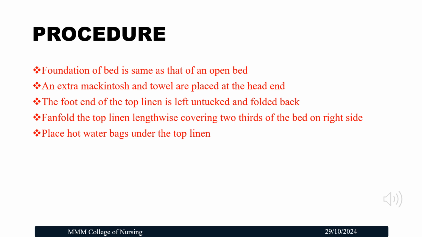The pre-procedural steps in a post-operative bed are: prepare the bed as for an open bed. An extra Macintosh and towel are placed at the head end of the patient. The foot end of the top linen is left untucked and folded back evenly under the mattress. Fan fold the top linen along with the blanket and the counter sheet lengthwise in two-thirds of the bed. Place a hot water bag under the top linen.